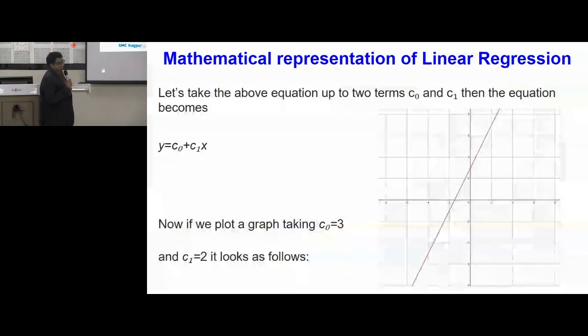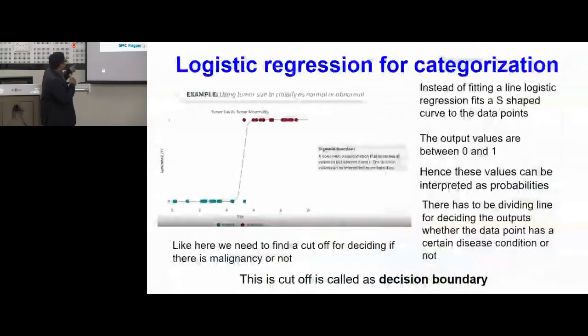If there are categories, we can use logistic regression. We cannot fit a straight line if we have categorical values, like the size of a tumor versus whether it is abnormal or normal. Here we cannot fit linear regression; we have to fit a sigmoid function, which gives an S-shaped curve. It gives us a probability between 0 and 1 of whether the tumor is benign or malignant. We have to decide a boundary value of probability, below which the tumor is benign and above which it is malignant. This is called a decision boundary.